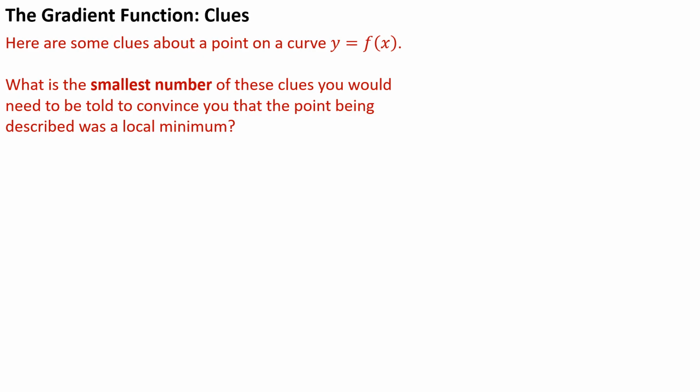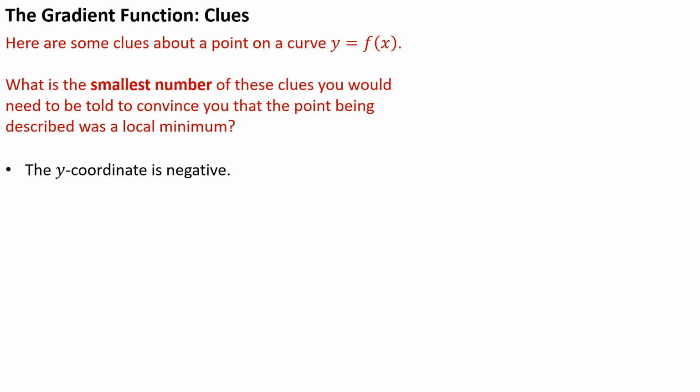Now we're going to try some gradient function clues. I want you to have a look at the following statements that I'm going to put down. Think about what's the minimum number of these clues you would have to be given in order to know for sure that the point being described is a minimum point.